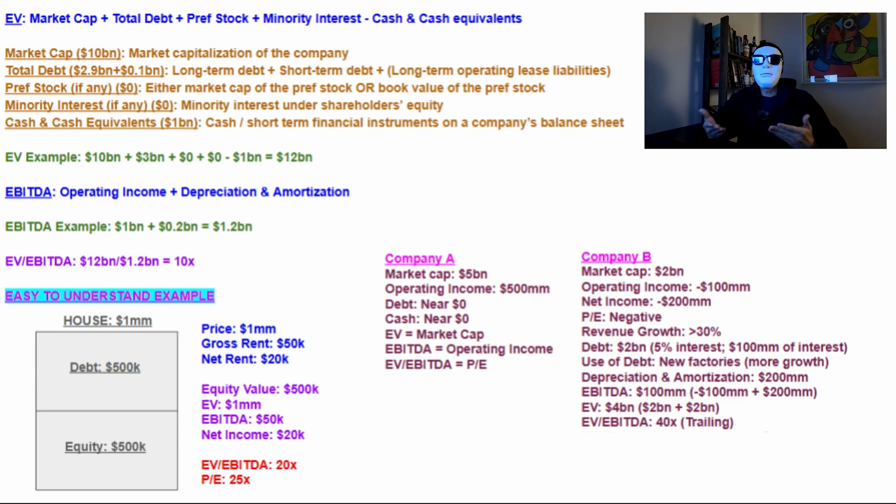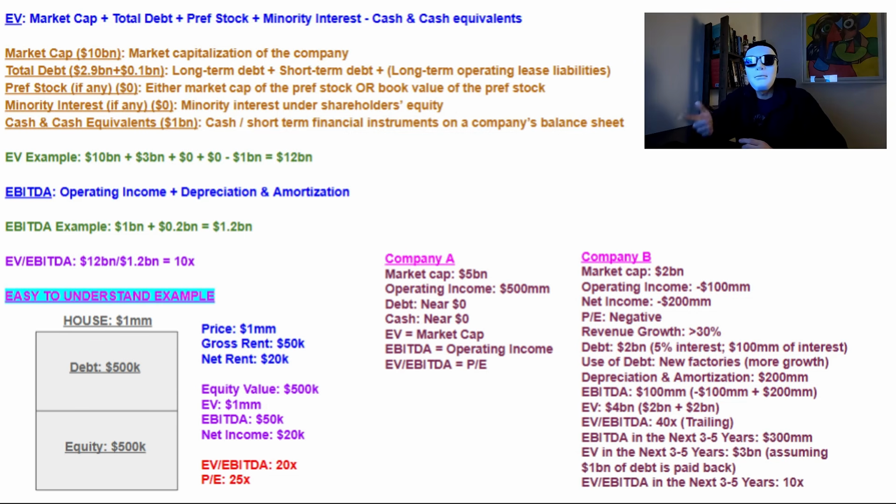In the next 3 to 5 years, assuming that the company pays off around $1 billion of debt and its EBITDA triples to around $300 million, basically on today's market cap, its EV will be $3 billion while its EBITDA is $300 million, making its EV/EBITDA 10 times. Now, based on its future expected multiple, you should be able to make a better decision on whether you should invest in this company. So to summarize, this is why EV/EBITDA can be helpful when investing.